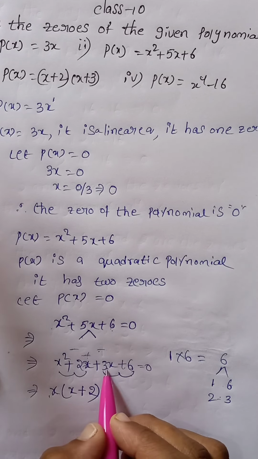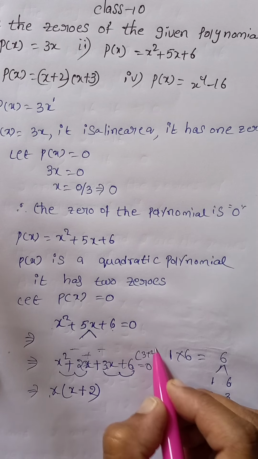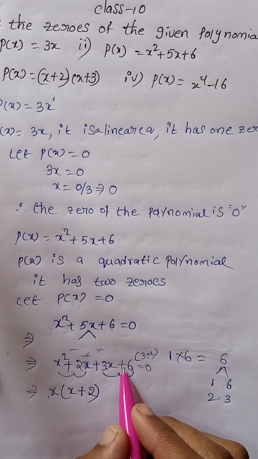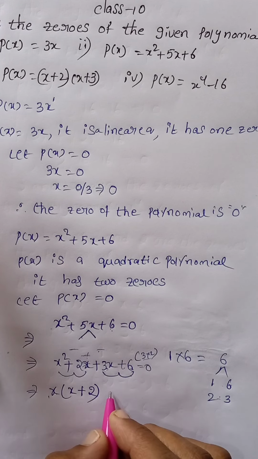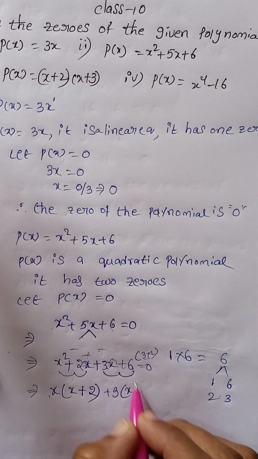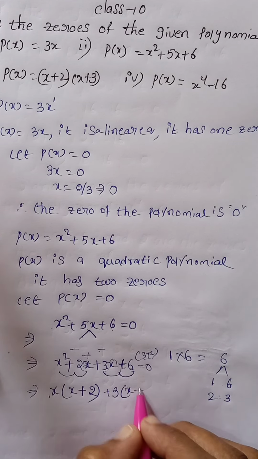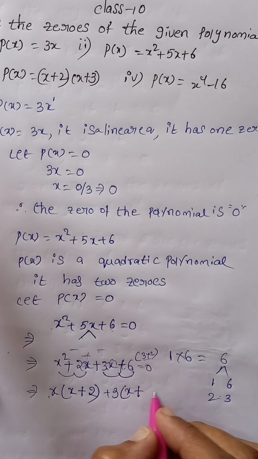In these two terms, 3x plus 6, 3 is common. Here 6 we can write as 3 into 2. 3x plus 3 into 2. In these two terms, 3 is common. So take 3 as common and we have left with x. In between we have a positive symbol, write it as positive. And here 3 is common, we have left with 2.